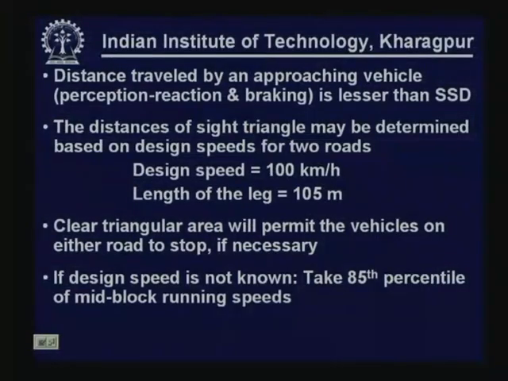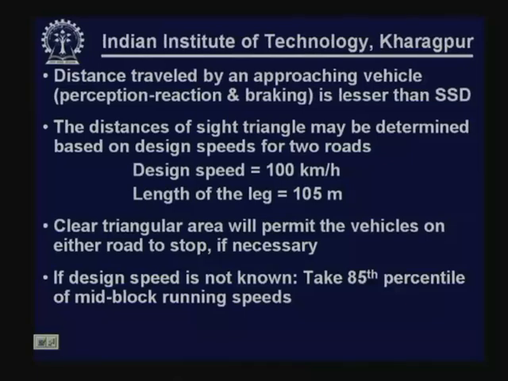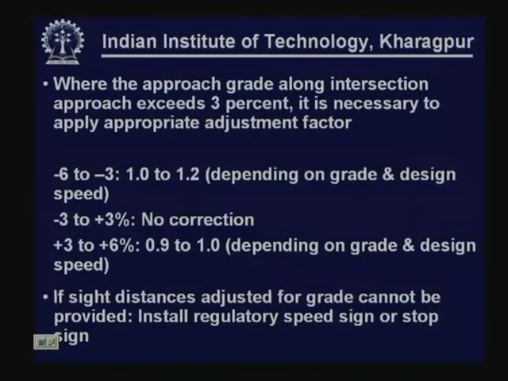Now, if the design speed is known, one can use the design speed and accordingly take the value. If the design speed is not known, then 85th percentile of mid block running speeds can be taken as representative design speed, and accordingly the length of the triangle or the dimensions of the triangle may be decided. Some more considerations, some more points we must understand.